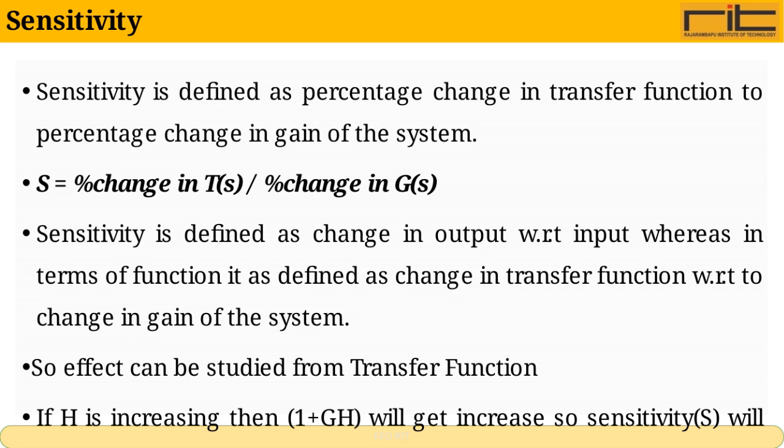When the feedback gain H increases, the term 1 plus GH also increases, which causes the sensitivity to decrease. Conversely, if H decreases, then 1 plus GH decreases, resulting in increased sensitivity. This inverse relationship means that sensitivity and feedback gain are essentially reciprocal. Higher feedback gain reduces sensitivity, making the system more stable and less affected by changes in gain.